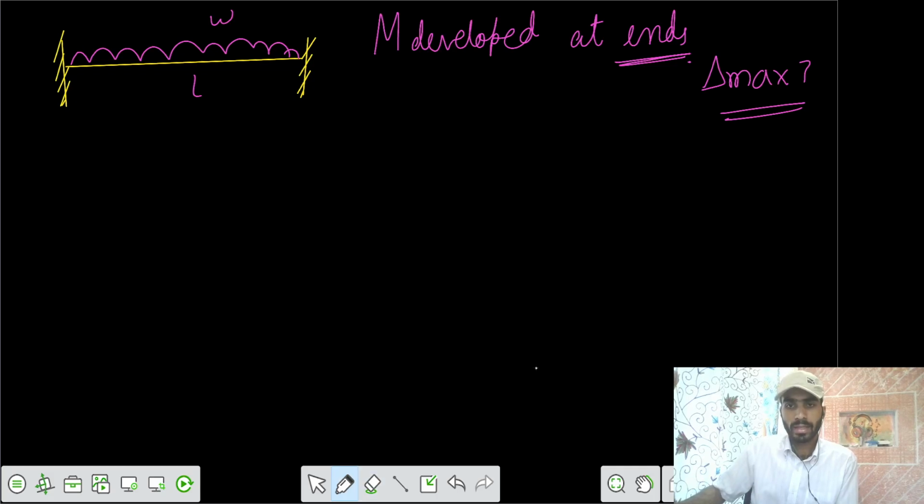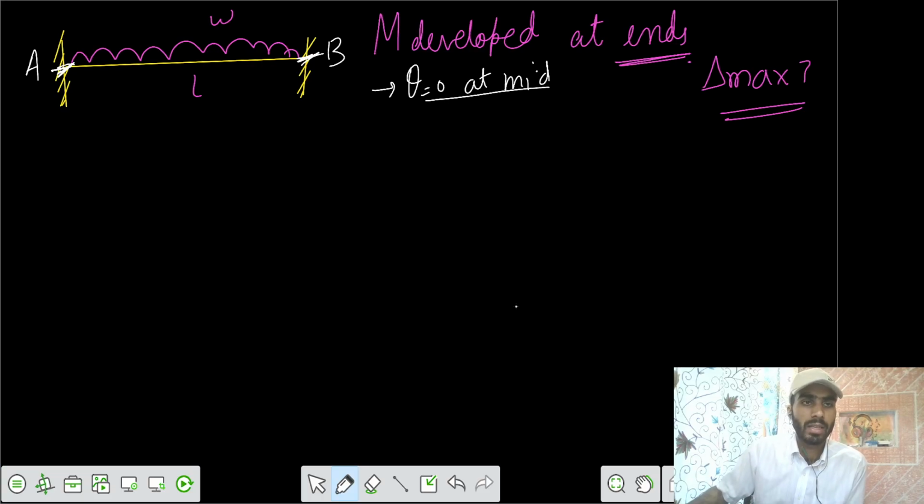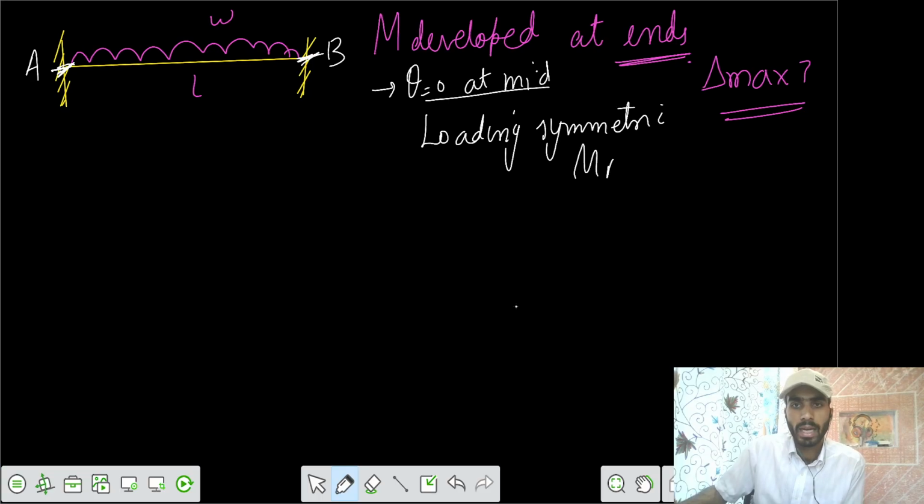Since the loading is symmetric, we can say theta is 0 at mid. It is one conclusion: if the loading is symmetric, theta is 0 at the mid. And we can say from the compatibility that delta is 0 here, delta is 0 here, theta is 0 here, theta is 0 here. So let's name them as A and B. Since the loading is symmetric, we can write that the moment developed at A should be equal to the moment developed at B, equal to some moment M.